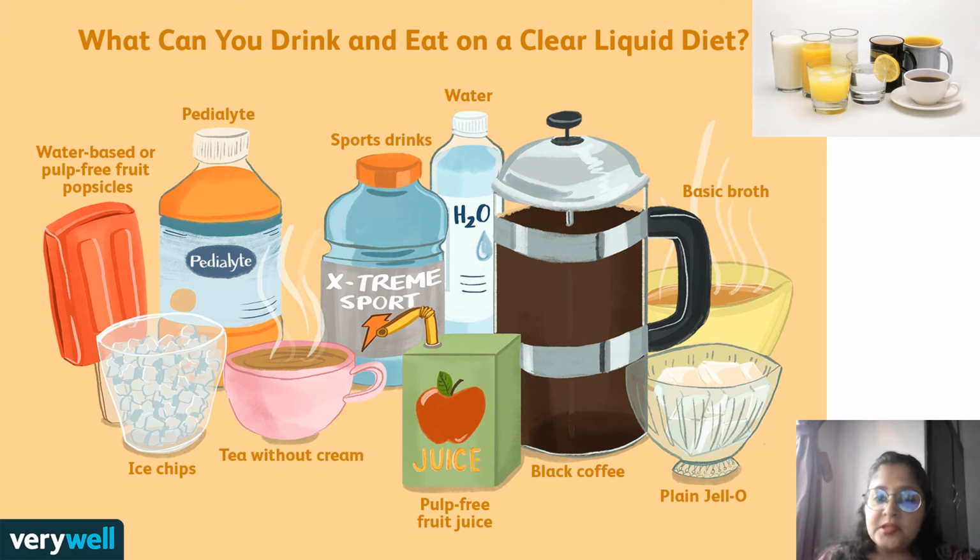So, what are the examples of the clear fluid diet, or what you can take as a clear fluid diet? You can take any kind of water based or pulp free popsicles, some sports drink, or some orange juices, ice chips, tea without cream, tea without milk, basic broth, water, pulp free juices, black coffee, plain jello, that is the jelly, that can be taken as a clear liquid diet. Other than that, plain lime water, barley water, dal water, any kind of no residual juices, no residual broth can be taken.